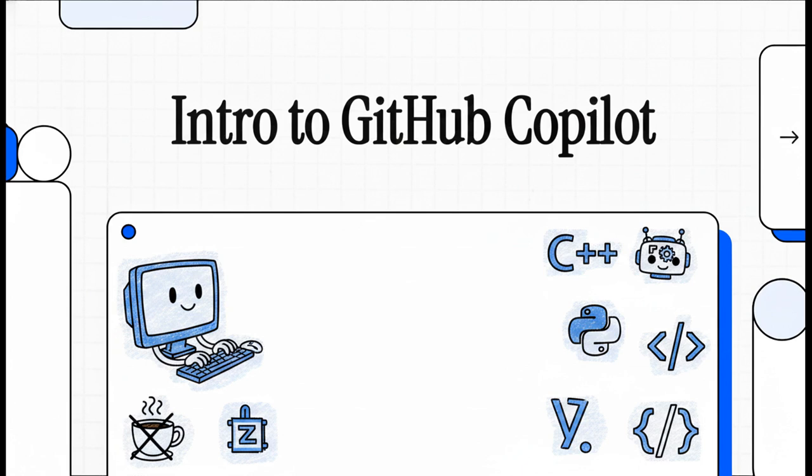But imagine having a pair programmer who never takes a break, never needs coffee, and already knows dozens of programming languages inside and out. That is GitHub Copilot. And today we're going to get you completely set up with it so you can code way faster and with a whole lot less frustration.